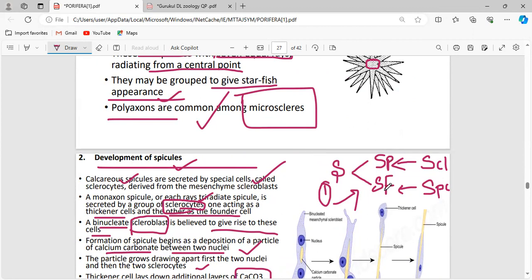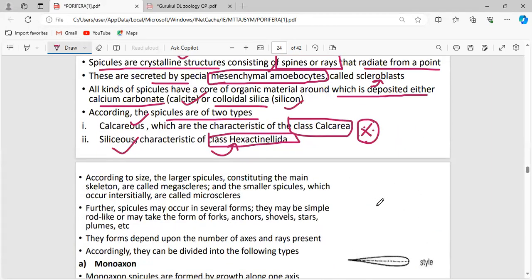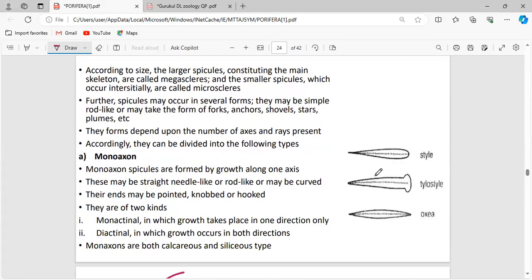And now the spongin fibers. Spongin fibers are made up of protein. Okay, proteinaceous spongin fibers. Now, coming to the spicules. The spicules are of two types. One is calcareous and the other is silicon. I have explained this before.